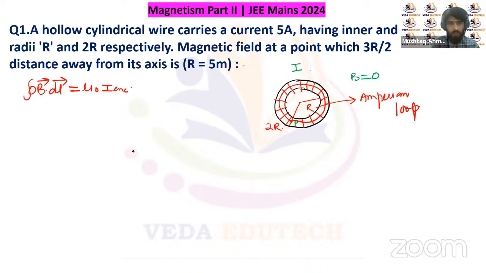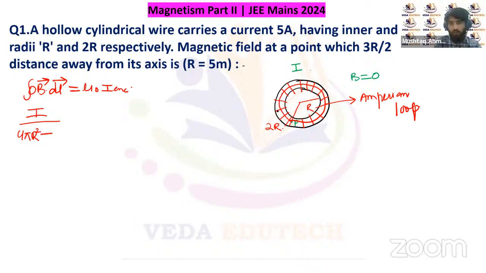Let's suppose current is I. So the current density will be I upon the perpendicular area, right? Now the perpendicular area will be because of this portion only, so that will be the area of the larger circle minus the area of the smaller circle. The area of the larger circle will be 4 pi r square, right?